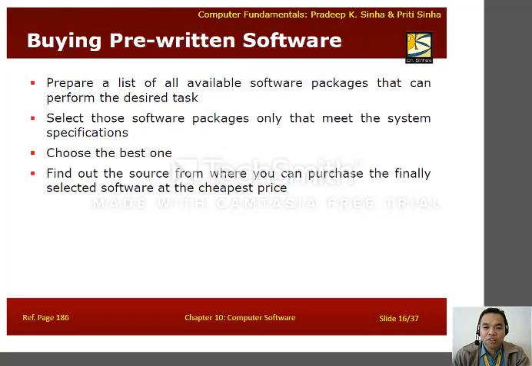First, buying pre-written software. So what you're going to do: prepare a list of all available software packages that can perform the desired task. And you're going to select only those software packages that meet the system specifications. Then afterwards, you need to choose the best one and find out the source from where you can purchase the finally selected software at the cheapest price.